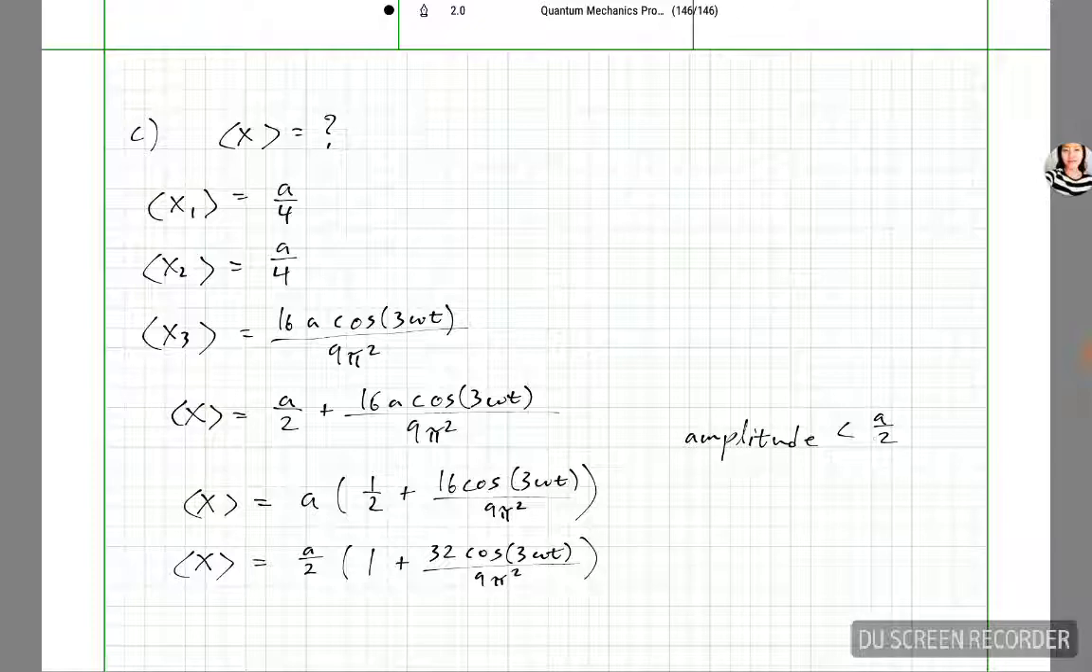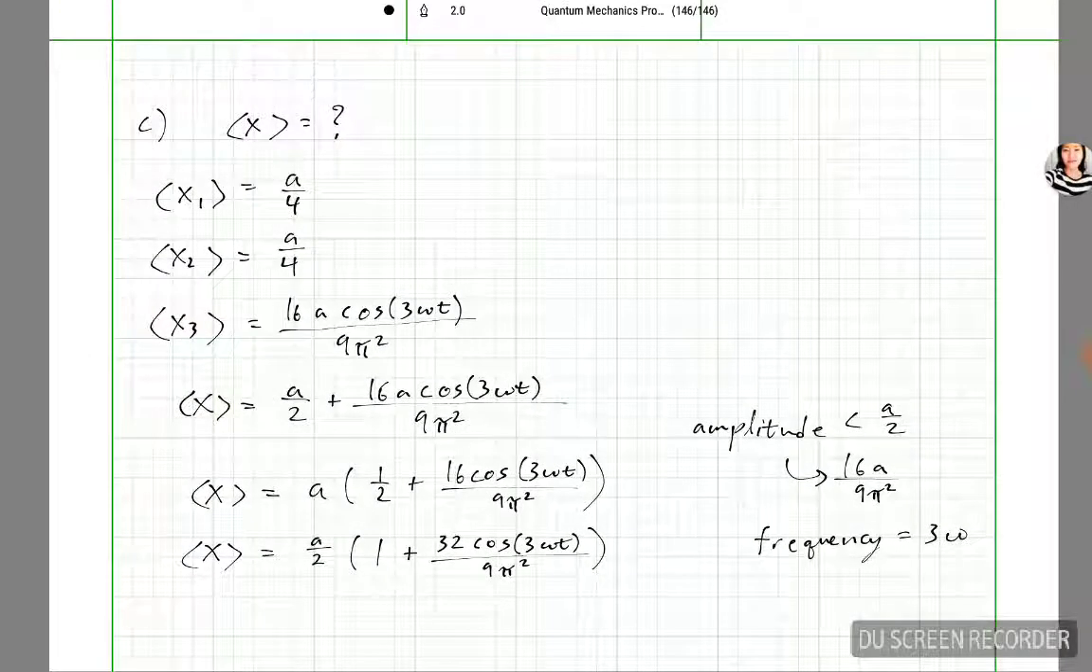Our amplitude is 16a over 9 pi squared. So that's less than 1/2. So 16 over 9 is just barely less than 1/2, but with the pi there. And then our frequency is just 3 times omega. Okay, so that's going to be the first part of this. The problem does go on, but I'm going to do D, E, and F in a different video.